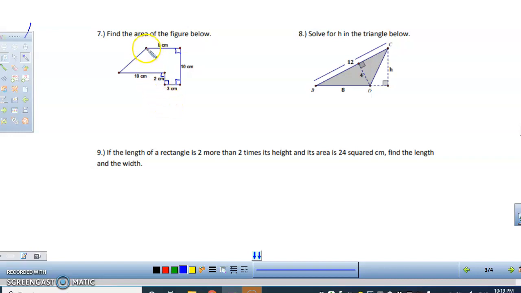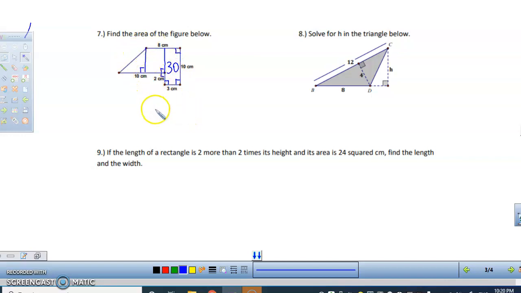Okay, welcome back. So there's many ways you can do it, but I'll just do it this one way. So I'm just going to draw in these two perpendiculars. So now I have two rectangles and a right triangle. And you're just going to add up those pieces. So this rectangle is 3 times 10. So that's going to be 30.